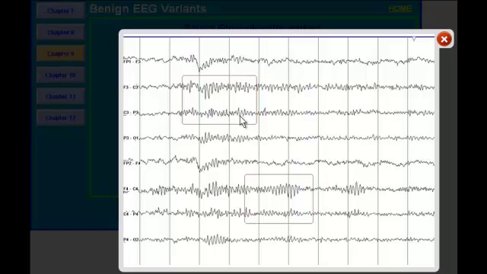I will stop here because I'm running short of time. Hopefully, in one of the other lectures, we'll discover some of the other benign EEG variants.